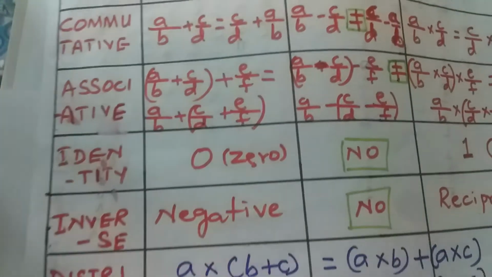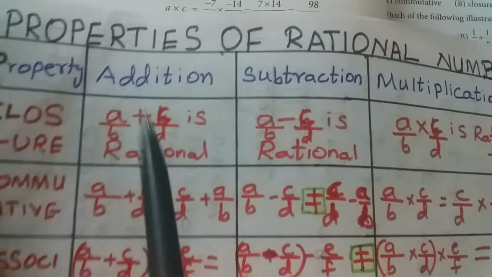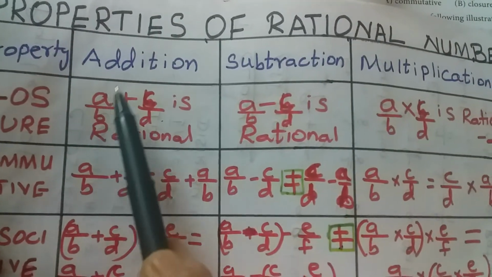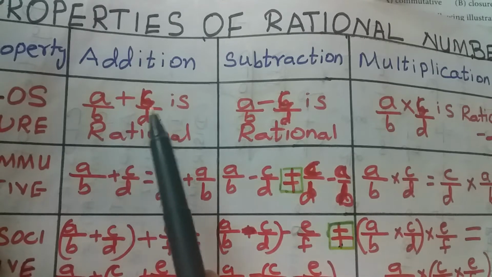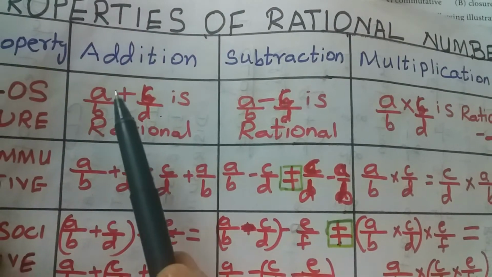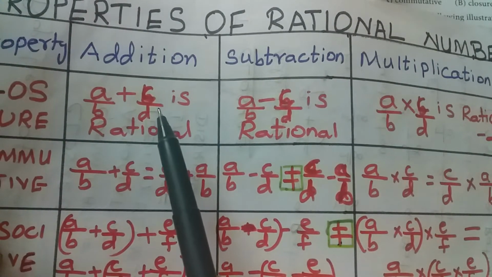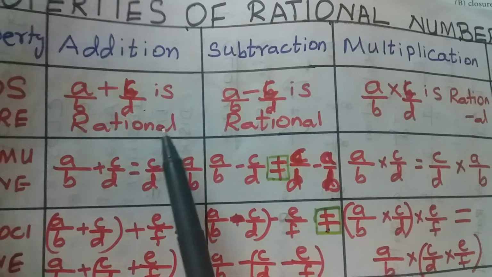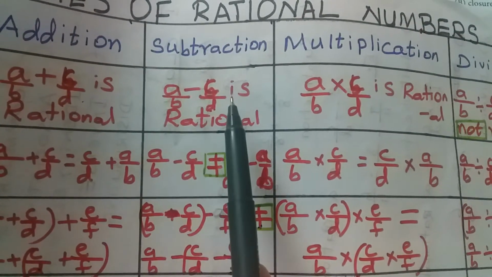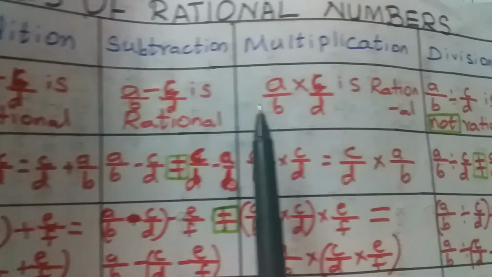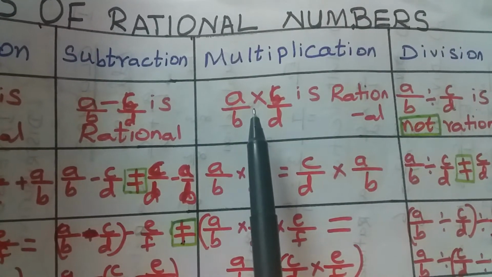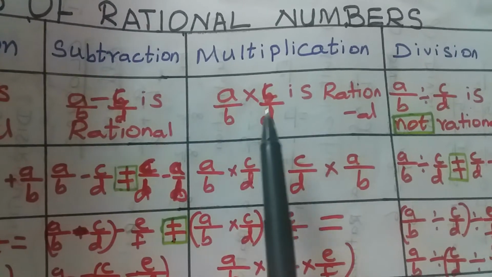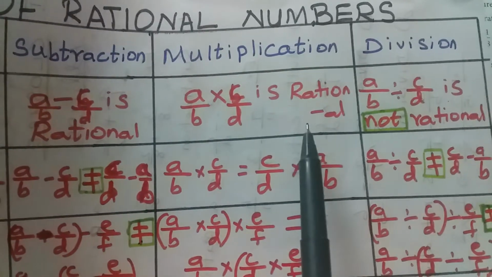Okay, what is closure? Closure means when you add two rational numbers, the sum of the two rational numbers is also a rational number. A by B is one rational number, C by D is one rational number. When you add them, your answer is also a rational number. In the same way, when you subtract two rational numbers, that is also a rational number. When you multiply two rational numbers, the product you get is also a rational number.